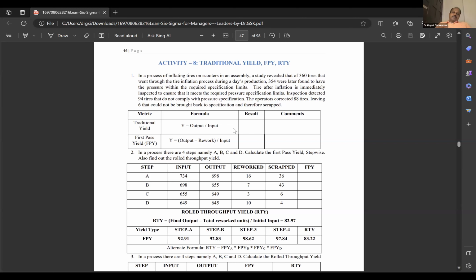Yes, sir. Everybody is able to calculate? Very good. So now the traditional yield is understood. Now for the same scenario, you are the manager, and now I want you to calculate the first pass yield and tell me the percentage. How will you calculate the first pass yield now?